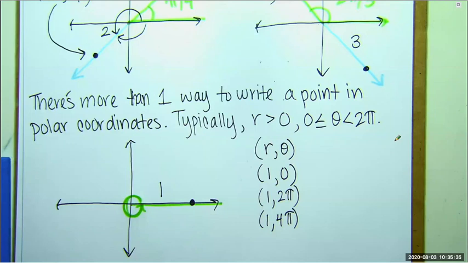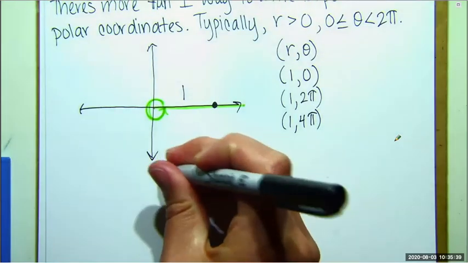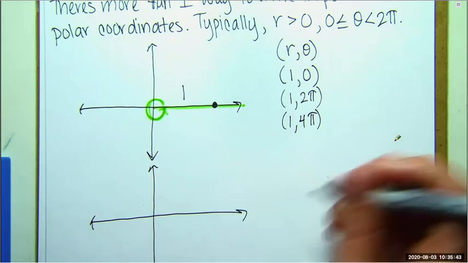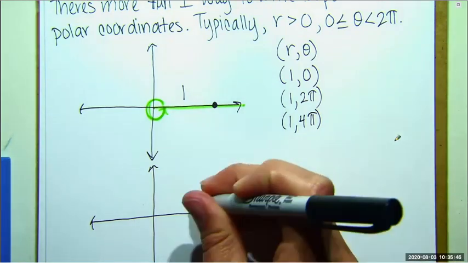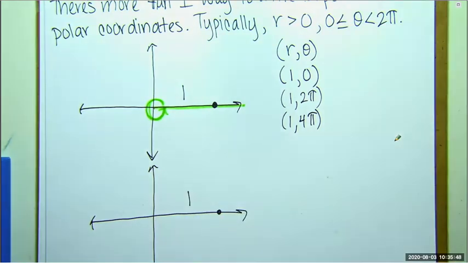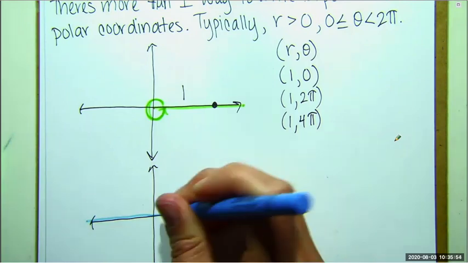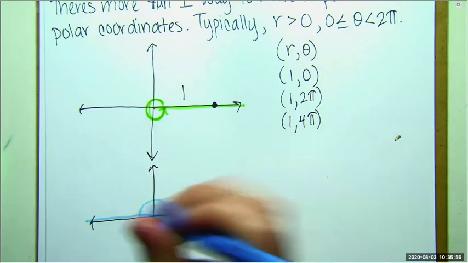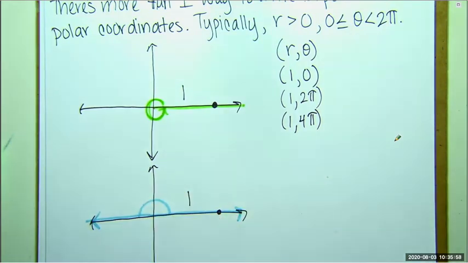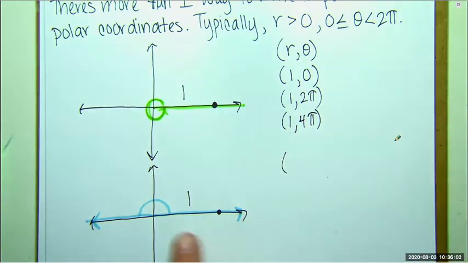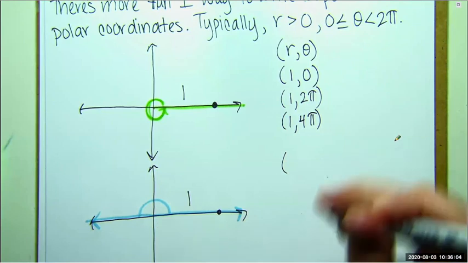How about let's think of another way we can write this point. Let me start over with a new picture of the same point, and we'll come up with some other ways we could write this. Okay, how about this? What if I draw this as my angle? Help me out with this one in terms of radians. What is this blue angle? Pi, okay.